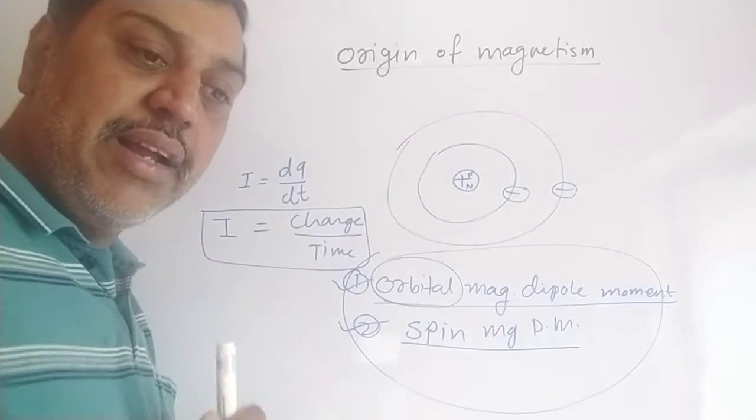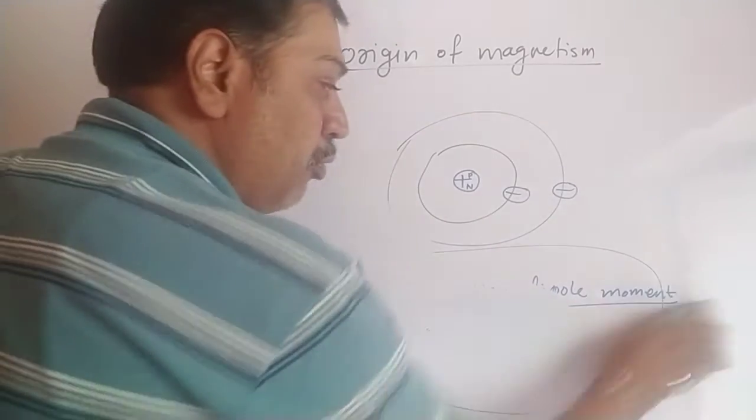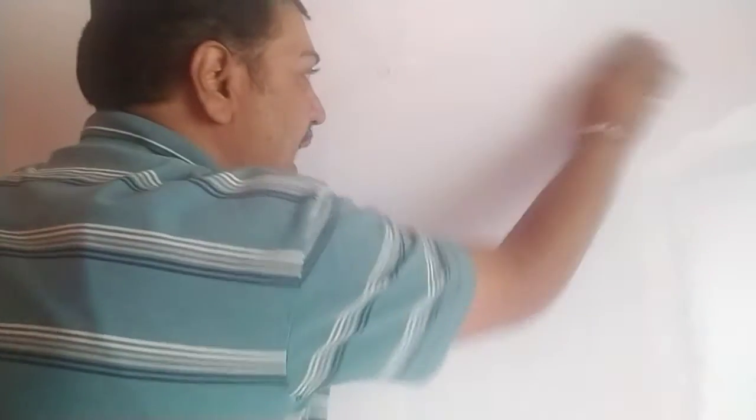If we add these two together, spin magnetic dipole moment and orbital magnetic dipole moment, then we get the resultant magnetic dipole moment of a material.